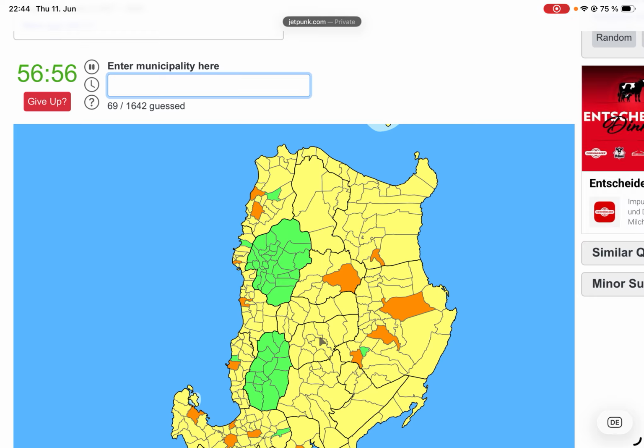Here we have the province of Ifugao, and the capital of Ifugao is Lagawe. So then we have Hingyon, Banaue. This should be Hungduan. We have Asipulo, Tinoc, Kiangan, Lamut, Mayoyao, Aguinaldo, and Alfonso Lista.